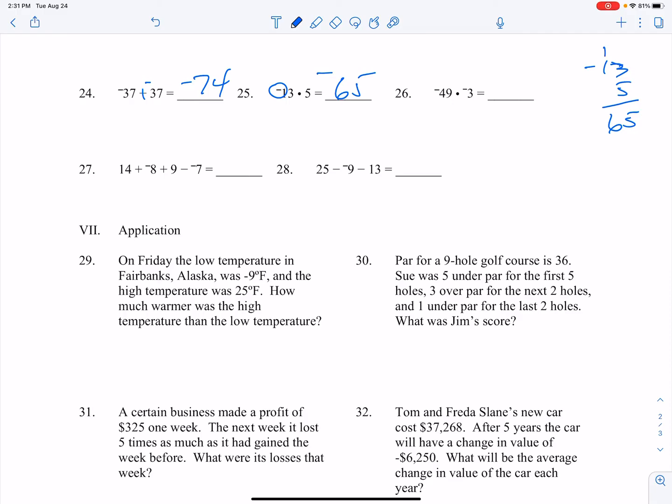Okay, negative 49 times negative 3. So you do 49 times 3. Get 27, 12, 13, 14, 147. You got how many negatives? 2 negatives. So my answer is positive.